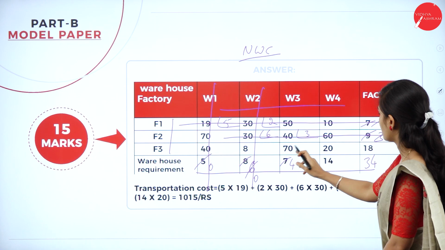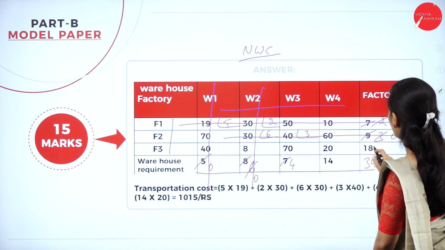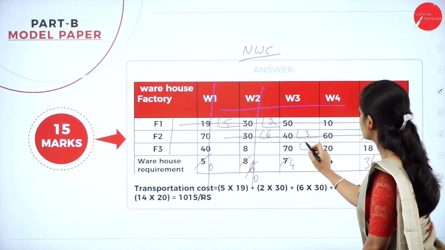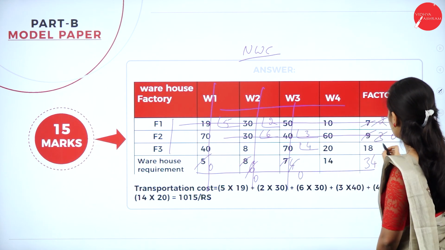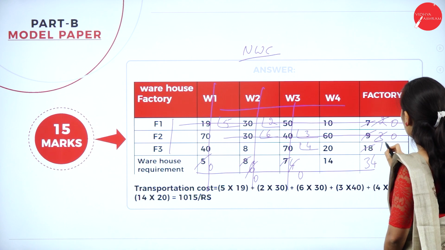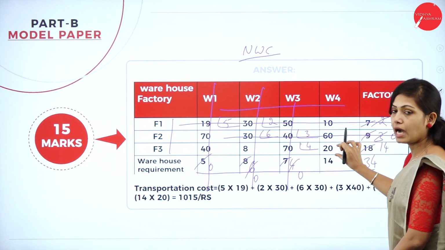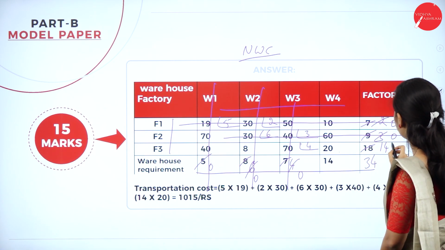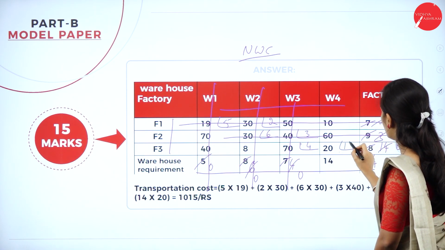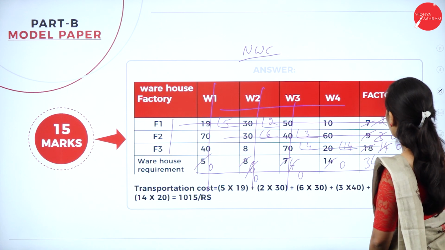And next is 70 and 20. So here 18 and 4, least value is 4. 18 minus 4 is 14. So at the last digit, you will get the same supply value and demand value. So 14, allot this 14 rupees. So you can cancel it.